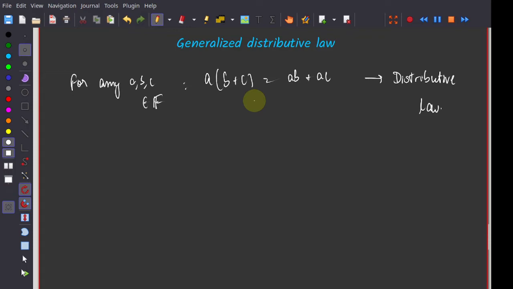Right? And why is the distributive law particularly important? So let's maybe just quickly see an example as to how the distributive law can be used to get savings in terms of complexity.